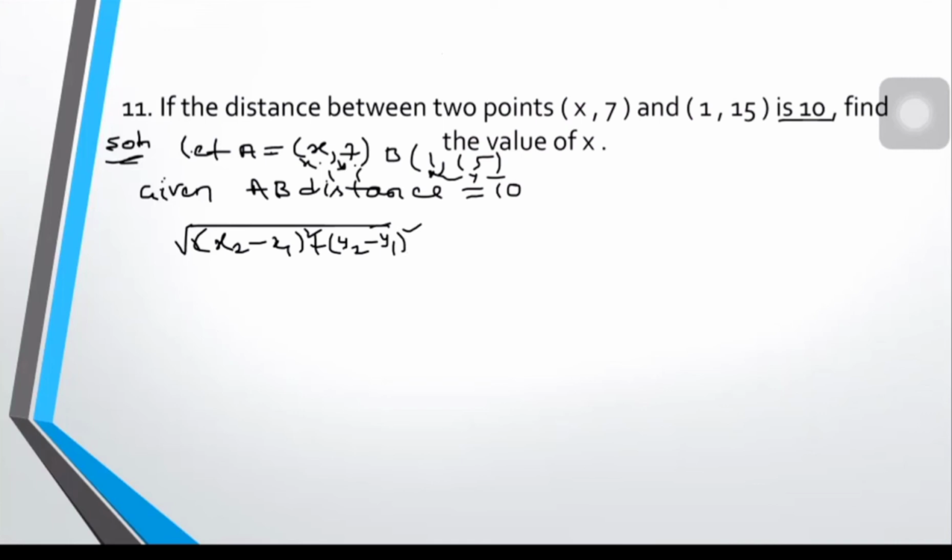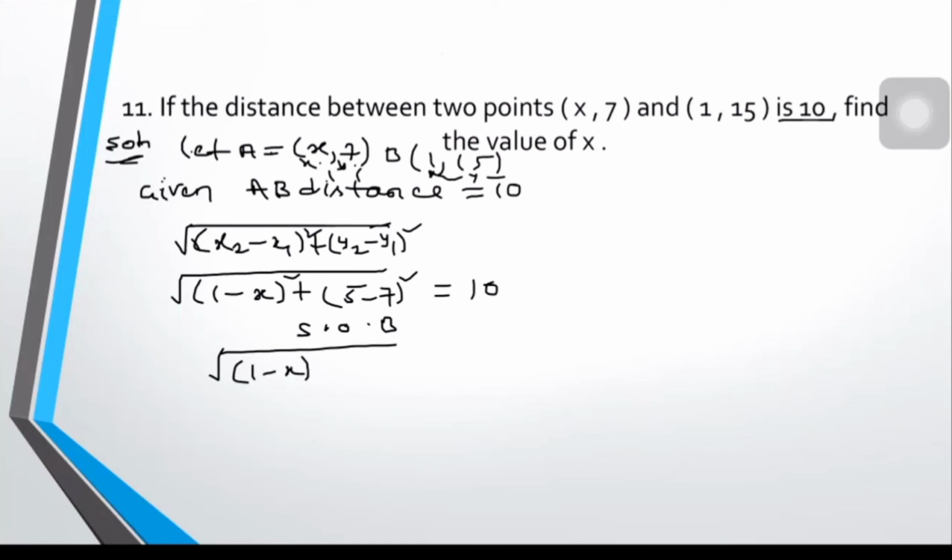Now substitute the given values in this formula: root of (x2 minus x1) which is (1 minus x) whole square plus (y2 minus y1) which is 15 minus 7, sorry, here it is 15, yes, 15 minus 7 is 8 square, is equal to, given in the problem, the distance between these 2 points is 10.